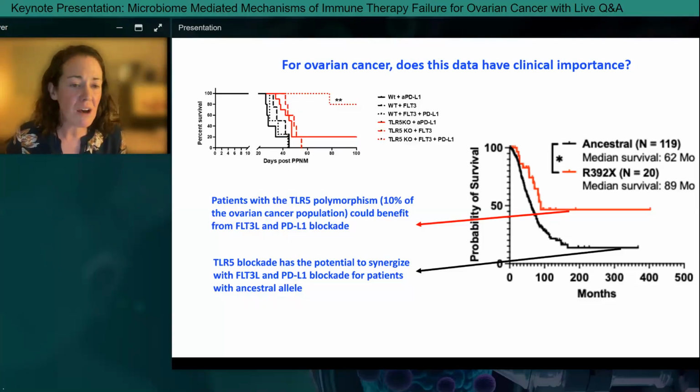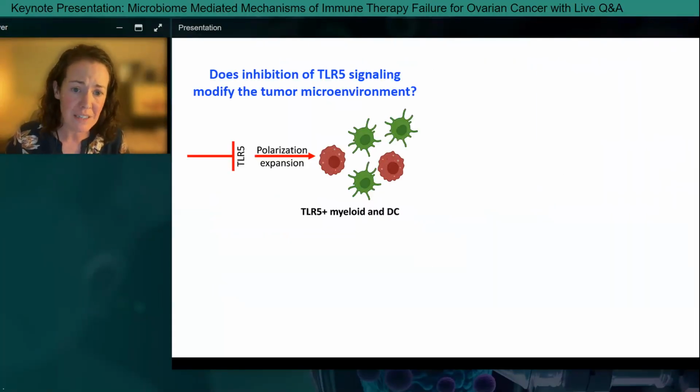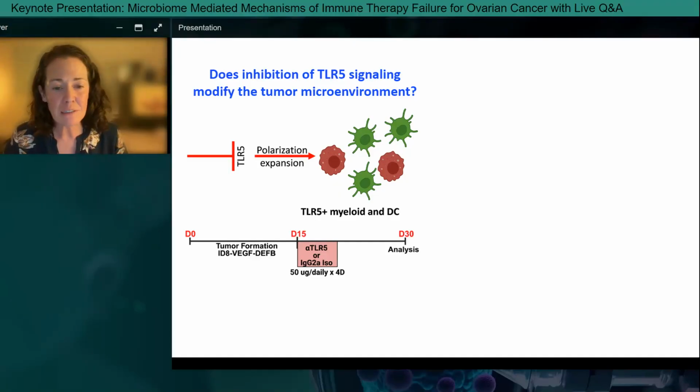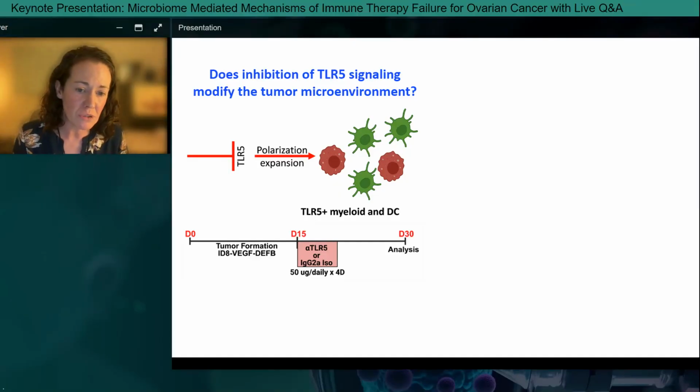And so does blockade show promise using our animal models? We wanted to test this, and so we used an antibody. It is very expensive, and so we were only able to administer it for an acute duration, 4 days consecutively at a very low dose. Really the goal was determining, is this sufficient to start to transform the ovarian tumor microenvironment? And we looked at the long-term effects.